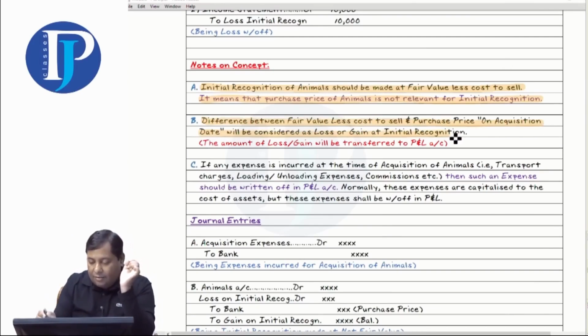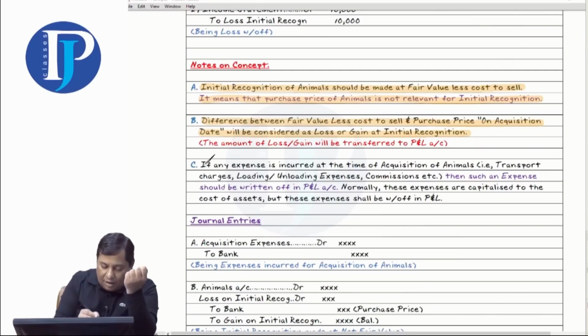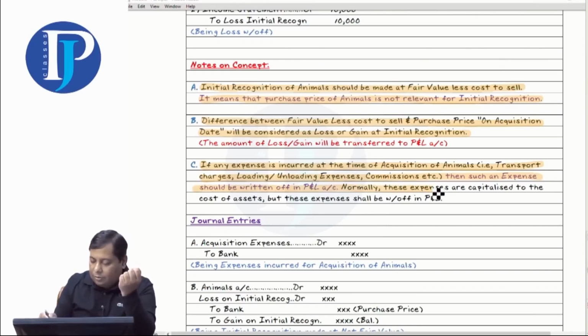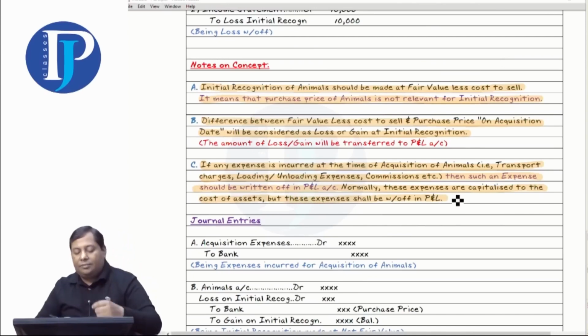Is that clear? It's written, any expense incurred at the time of acquisition of the animal, whether it be transportation, loading, unloading or commissions, all these will be written off in profit and loss. Mostly these expenses are capitalized, but now they will go in P&L.